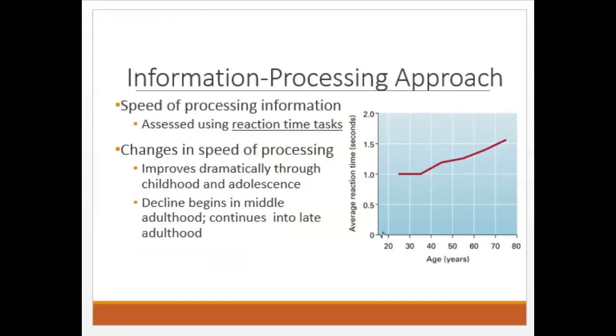In fact, our speed of processing is a big part of how information processing is assessed. It is common to use reaction time tests, such as how long it takes a person to push a button after hearing a question or seeing an image. We're testing how quickly a person can respond. People who take longer to process information take longer to respond. Our speed of processing improves dramatically from the time that we are children to the time that we are adolescents and young adults, and then it declines starting in middle adulthood. This graph is showing that our response time takes longer and longer as we age.